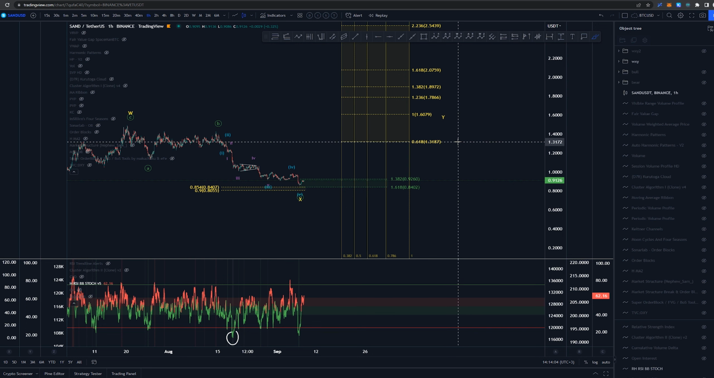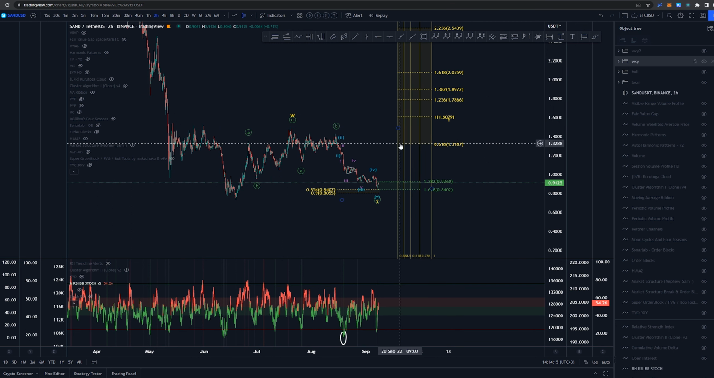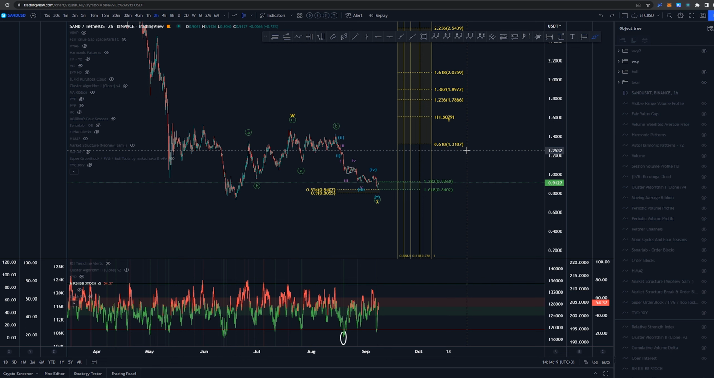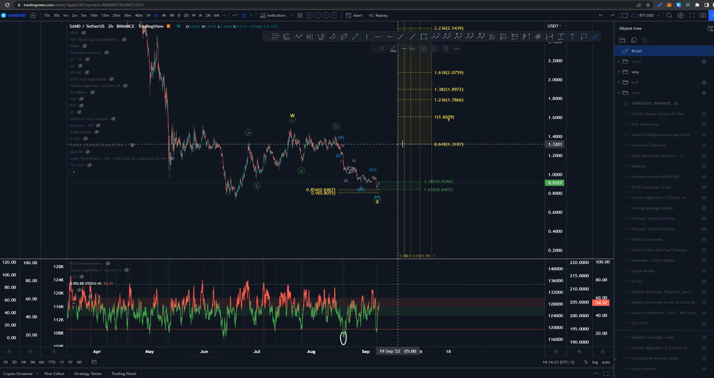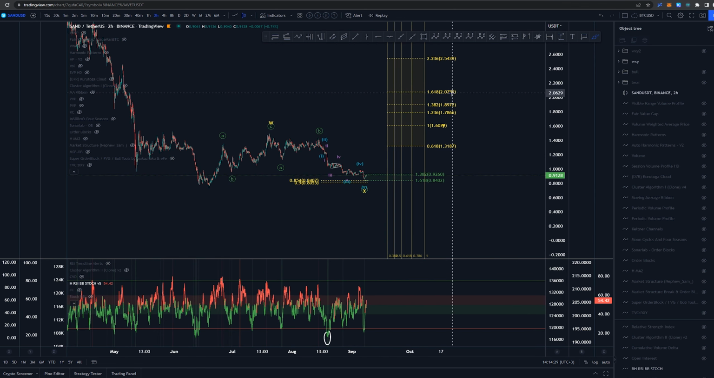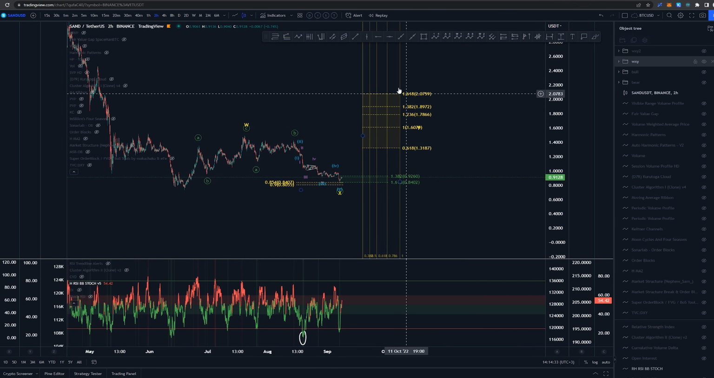Minimum extension would be around the $1.32 area and would be happening the earliest at 19th of September. So that would be the area where I would start to look for short setups or take out some of the coins that I have invested in SAND. So these would be the levels. This would be all the way up to around 1.618, not to the 2.236, so around the $2 area.